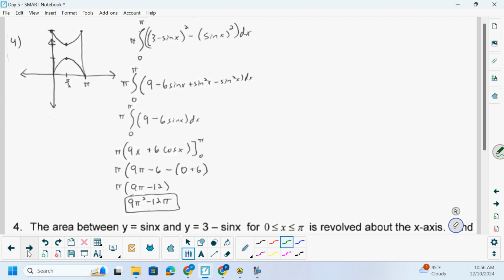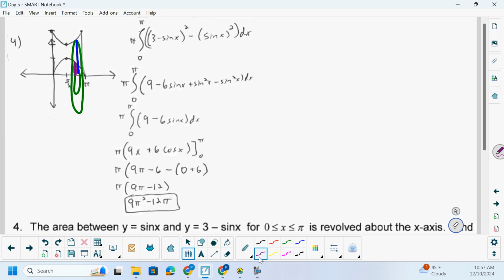For 4, we're spinning around the x-axis. So there's a gap between our region and the x-axis. So an example washer would look something like this. Outer radius is the upward facing part minus 0. So that's our 3 minus sine x. And then our inner radius is the concave down part. So that's regular sine x minus 0.